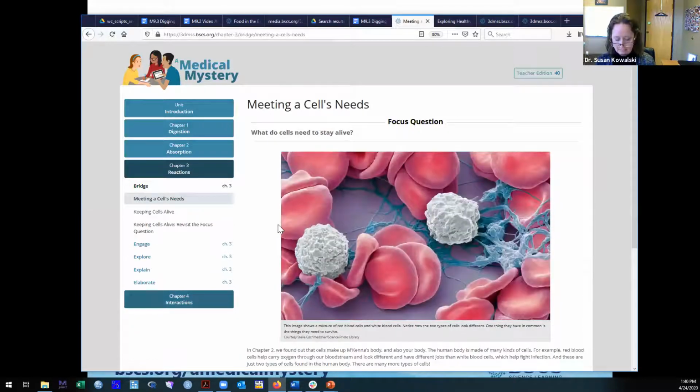In chapter 3, students start to consider chemical reactions in the body and how a person can survive on body stores if they don't get the nutrients they need. It also helps them explain McKenna's weight loss, where that matter goes as she is losing so much weight.